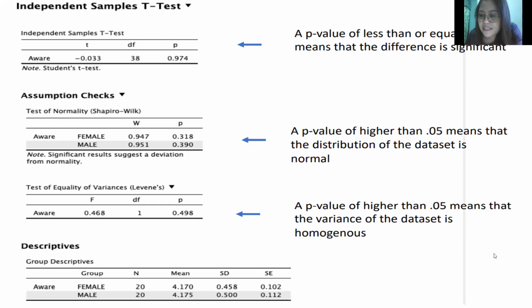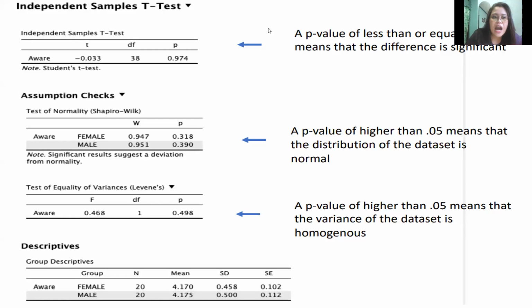When you make a conclusion, there is no significant difference between the level of awareness of the male and female pharmacists. So as I said, it's easier to use software. You don't need the table, you don't need to compute. All you need to look at is the p-value. If it's less than 0.05, there is a significant difference between your two groups. If it's greater than 0.05, there is no significant difference.